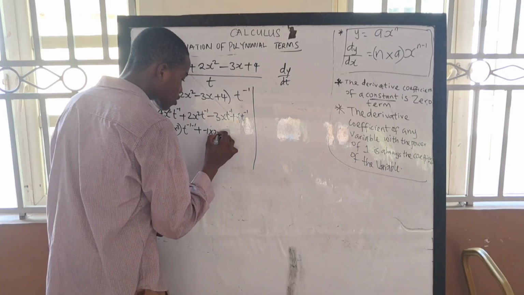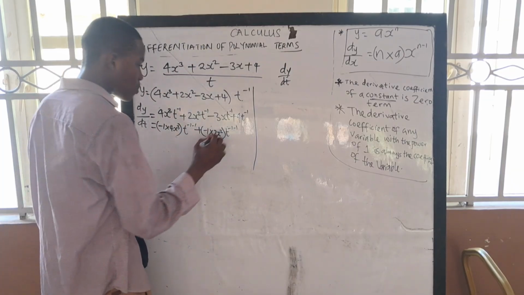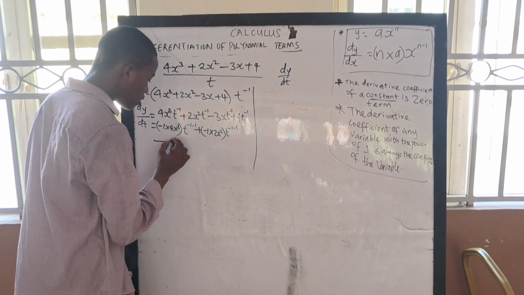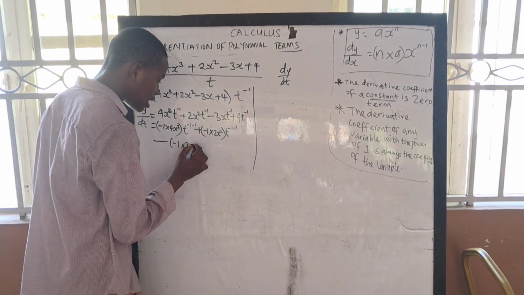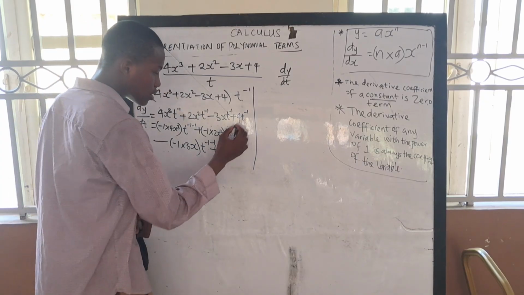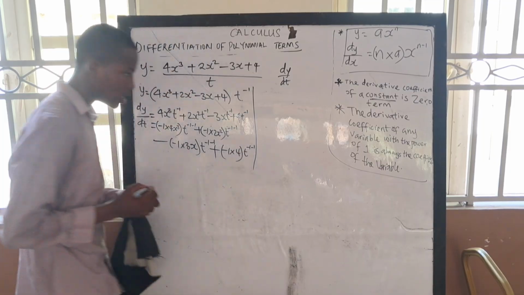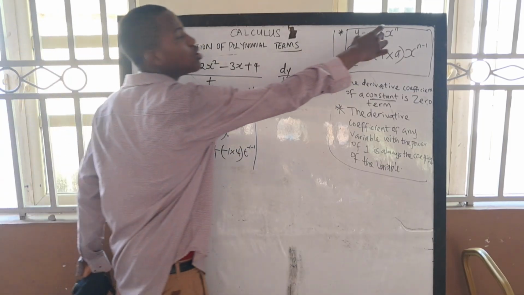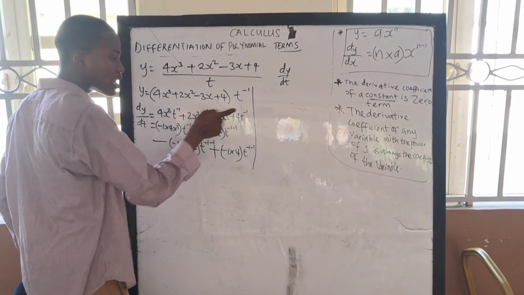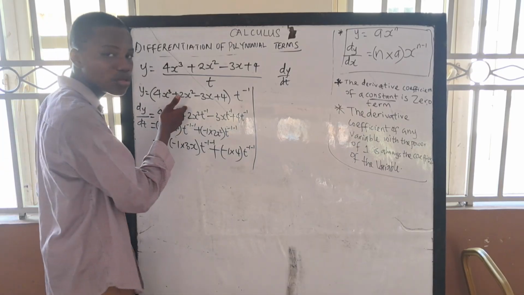Plus minus 1 times 2x squared, right? t raised to power what? Minus 1 minus 1. Minus, remember you have to be careful with the minus sign, minus 1 times 3x t raised to power what? Minus 1 minus 1, plus minus 1 times 4 t raised to power what? Minus 1 minus 1. We are saying our rule: this times this, then I subtract 1 from the power.